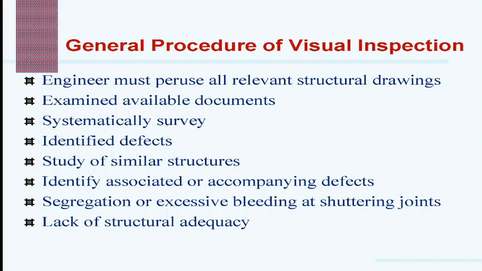There is a need to identify associated or accompanying defects, especially which particular defect is predominant. Segregation or excessive bleeding at shuttering joints may reflect a problem with the concrete mix, as might plastic shrinkage cracks, while honeycombing may be an indication of a low standard of construction workmanship, or a low standard of compaction. Lack of structural adequacy may show itself by excessive deflection or flexural cracking, and this may frequently be the reason for an in situ assessment of the structure.